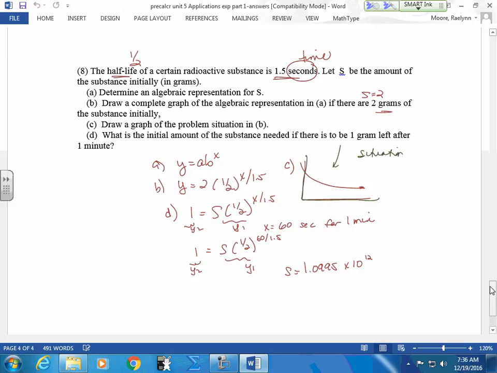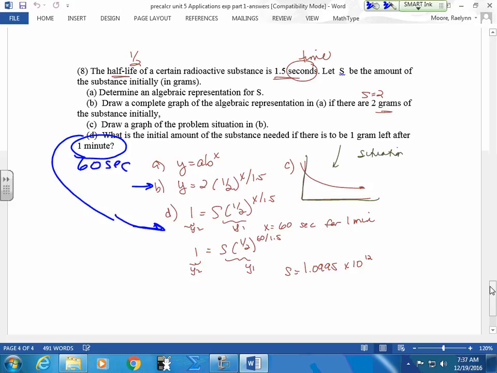This is different than this. So determine if there are 2 grams initially. This is your equation. Then this is a separate problem. If I don't know what my initial is, I got to take that out. This is going to be my x. After 1 minute, now here's the thing here. If my time is in seconds, what do I have to do to my 1 minute? Convert that to seconds. This is 60 seconds.